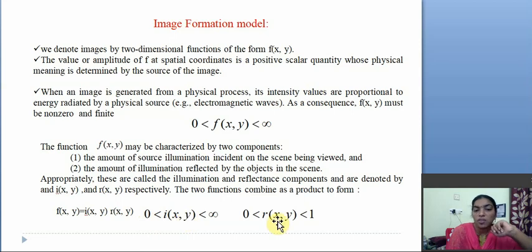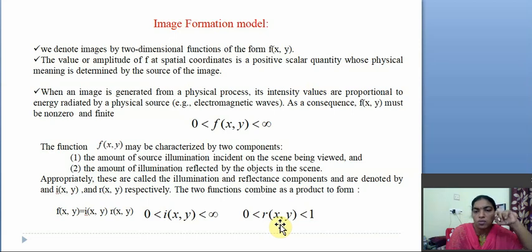What is the range of reflectance here? Reflectance means the object absorbs some energy and gives back a certain value. If it absorbs the whole energy, it does not give anything, that means zero value. Otherwise, if it does not absorb anything, it gives the whole value, which may be considered as the upper value. What is that? 1, right?